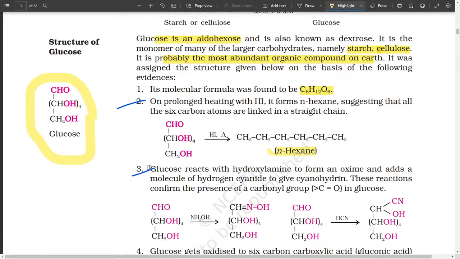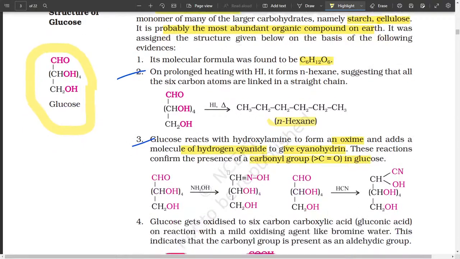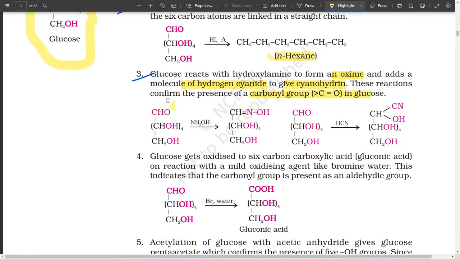Glucose reacts with hydroxylamine to form an oxime and adds a molecule of hydrogen cyanide to give cyanohydrin. These reactions confirm the presence of a carbonyl group in glucose. C6H12O6 on reaction with NH2OH forms CH=NOH, and with HCN it forms CH(OH)CN.